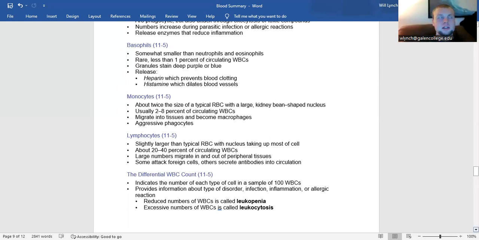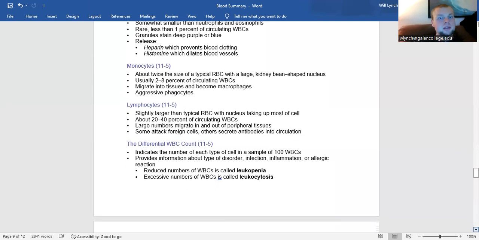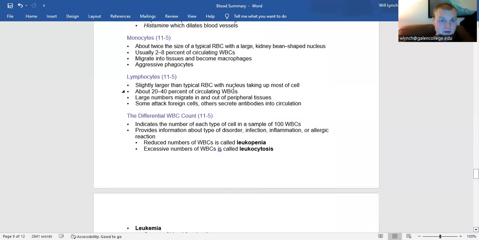Our last category is the lymphocyte. We have the T and B lymphocyte. These are both the adaptive immune response cells. These are our second most populous immune cell overall, constituting about 20 to 40% of all circulating white blood cells.